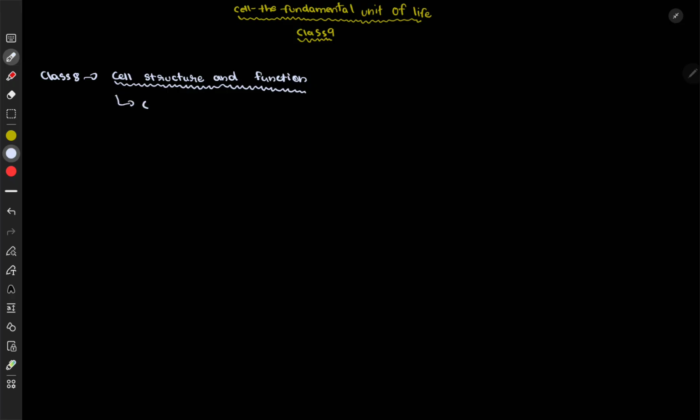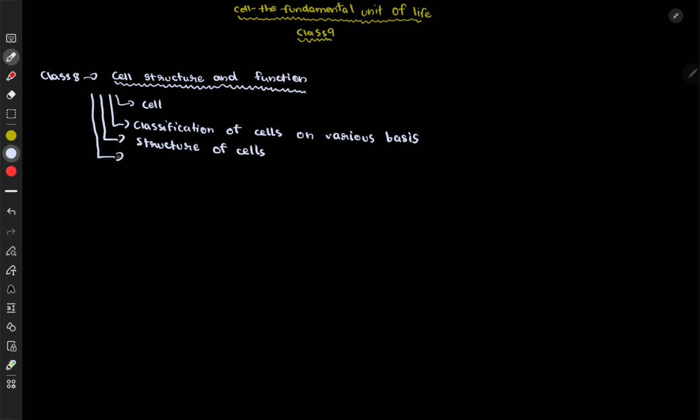In this chapter, we learned about cells, classification of cells on various bases, and structure of cells and cell division.